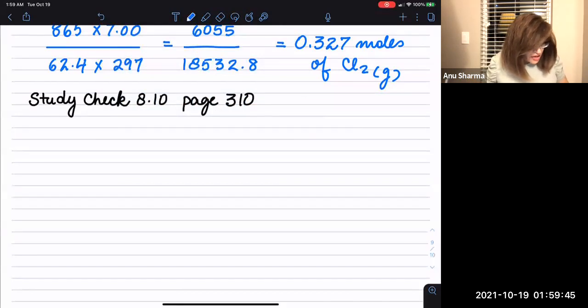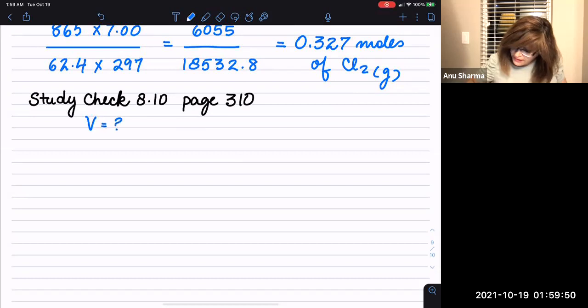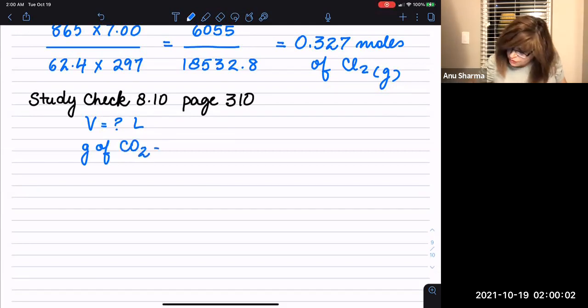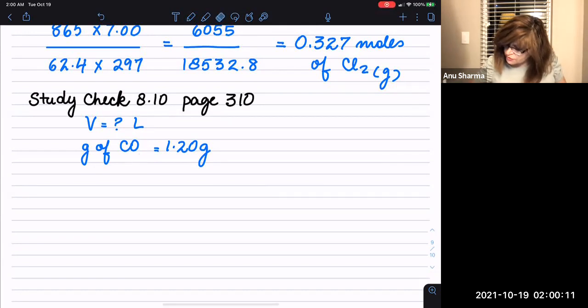Now here what do you see? We see what the volume is in liters of 1.20 grams. So grams of CO2 is given, 1.20. Sorry, not CO2, carbon monoxide. Sorry about that. This is not CO2, it's carbon monoxide. Carbon monoxide gas at the temperature given is 8 degrees Celsius.